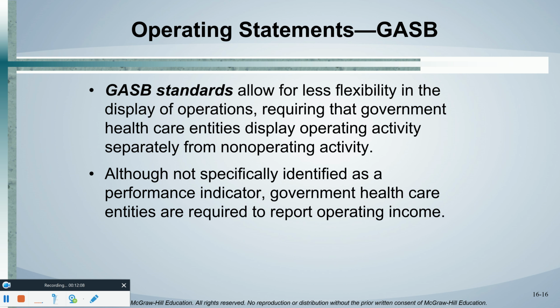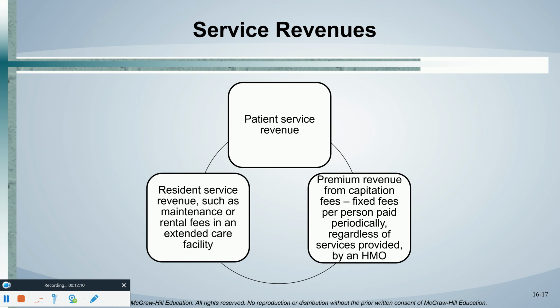All right, now let's take a look at the operating statements. So revenue, obviously, is a big factor of the operating statement. Healthcare organizations, of course, have patient service revenues, but they also have revenues from other sources. They might have revenue from rental fees for, as an example, an extended care facility. That would be like an assisted living facility or a nursing home. Maybe they have some revenue from HMOs and the like.